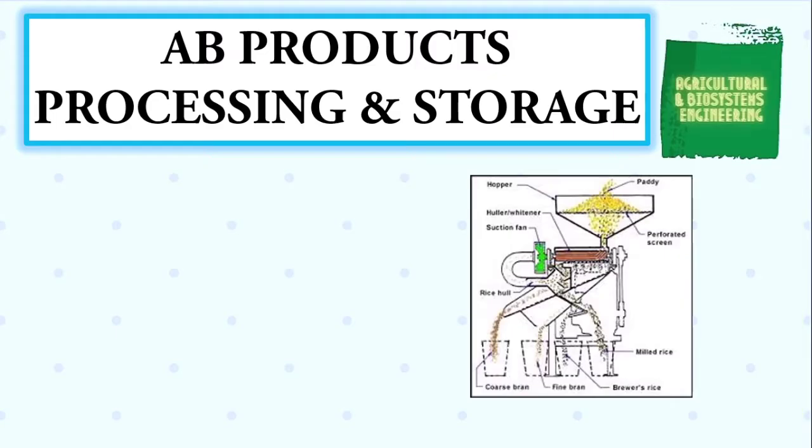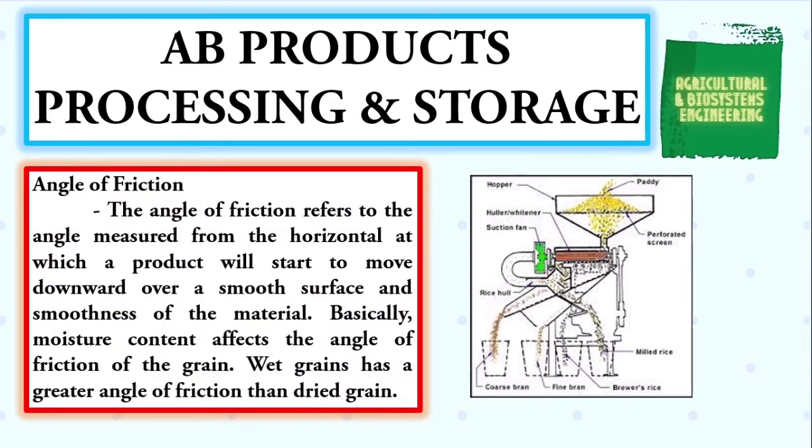To continue, I would like to give a basic definition about angle of friction. The angle of friction refers to the angle measured from the horizontal at which a product will start to move downward over a smooth surface and smoothness of the material. Basically, moisture content affects the angle of friction of the grain. Wet grains has a greater angle of friction than dried grain.